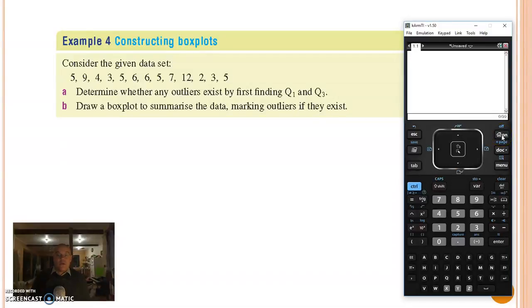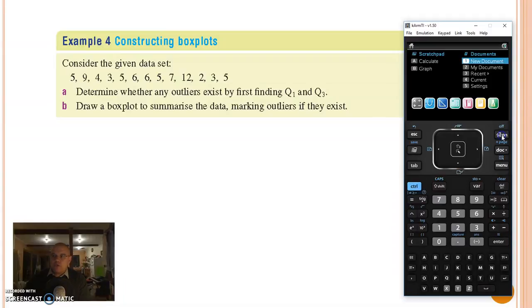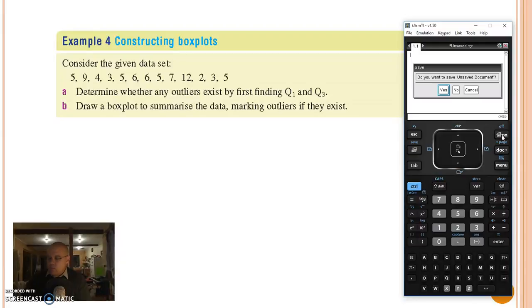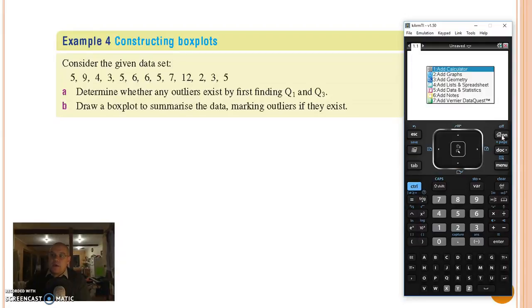In this video, we're going to take a look at how to construct box plots using your CAS calculator. We'll be using example 4 from your textbook. As always, I recommend that you start off first by opening a new document. That way it ensures that there's no data that you've got there from previous activities which may impact on what we're working with now. So that's the home button, 1 for new document, and we don't need to save anything.